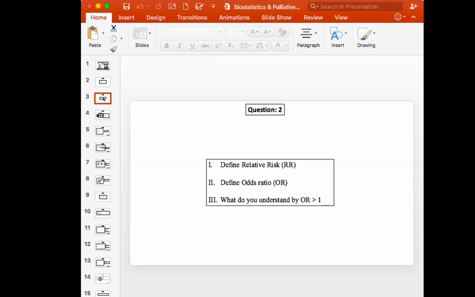Is there a difference between relative risk and odds ratio? In which cases do we use the relative risk, and in which cases can we use the odds ratio? For the case control study we do the odds ratio, and in the cohort study we do the relative risk. Okay, very fine. So we'll be moving to the third question.